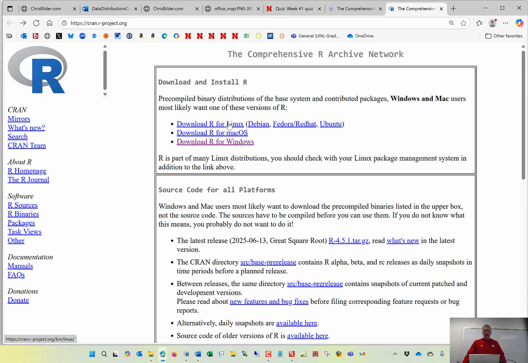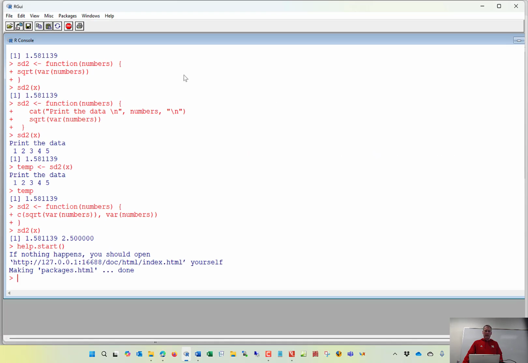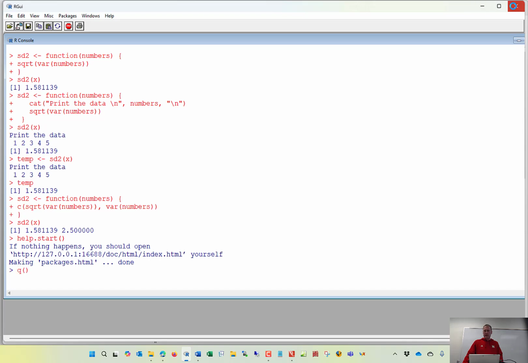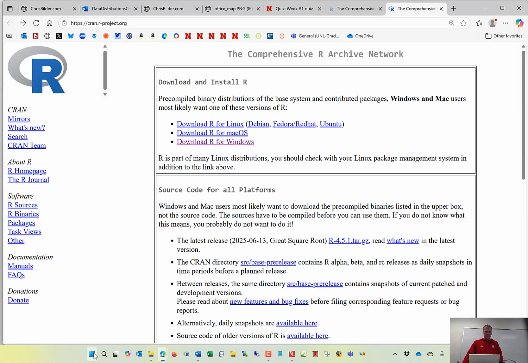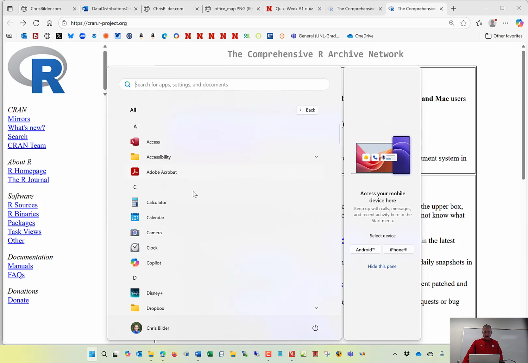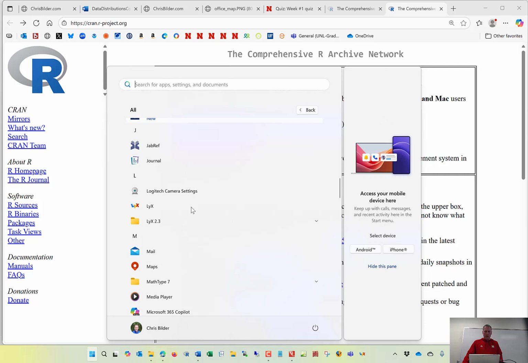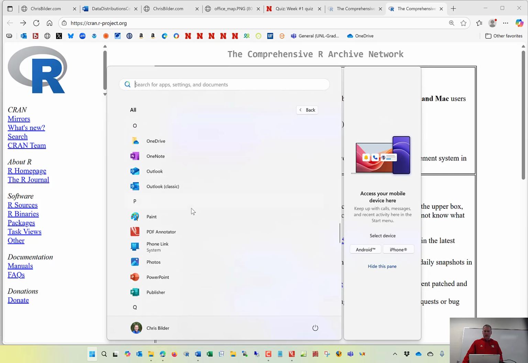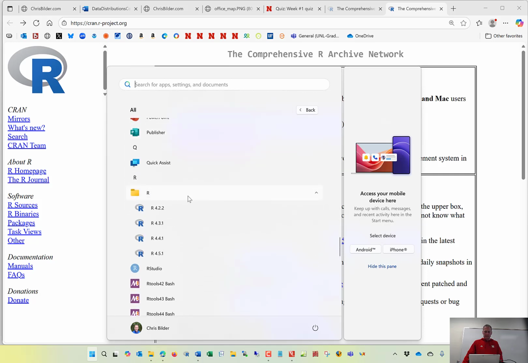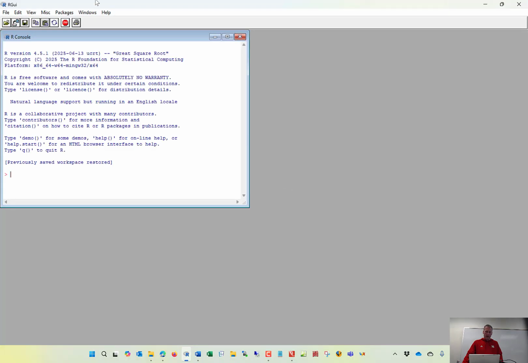I do use the Linux version on the supercomputers on campus, but I've never actually installed it. Sorry about that. And I do not use Apple computers. And so you download it, you install it, and then you can find the actual icon to open it up. Oh, let's actually get away from that. So the most current version of R is R 4.5.1, but if you use a version that's a couple years old, that should be fine. And this is what R looks like.